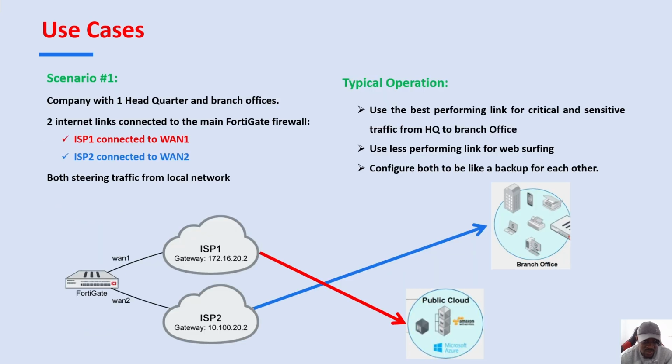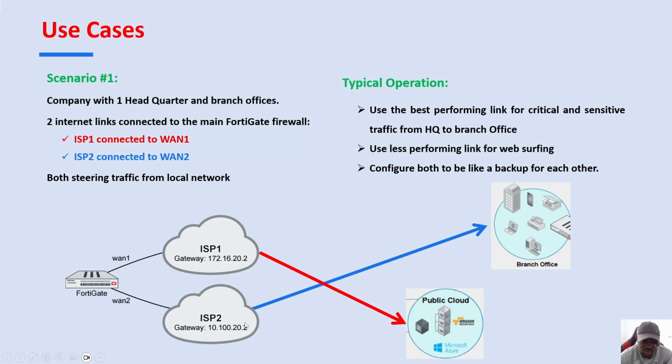Talking about use cases, I've prepared two common use cases here. The first scenario is a company that has one headquarters and branch offices. The headquarters might have two ISPs, as you can see from this image: ISP1 and ISP2. What people usually do in this type of scenario is use the best performing link for critical and sensitive traffic from the headquarters to branch offices.